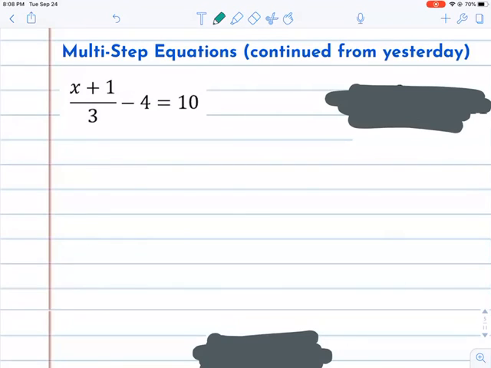Hello, this is going to be a video that's going over multi-step equations. This is a continuation of last lesson. So when starting with a problem, such as this one on the screen, you'll notice we have a lot of operations going on. It looks like a large fraction. We also have plus 1 divided by 3 minus 4.